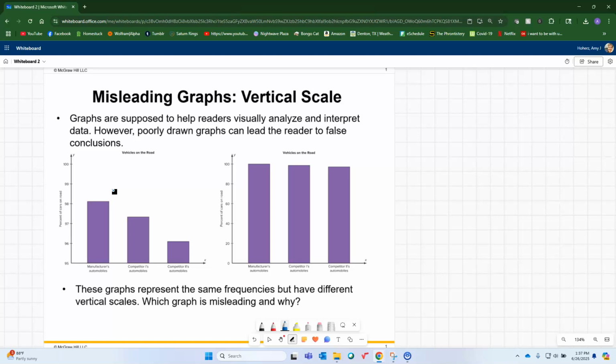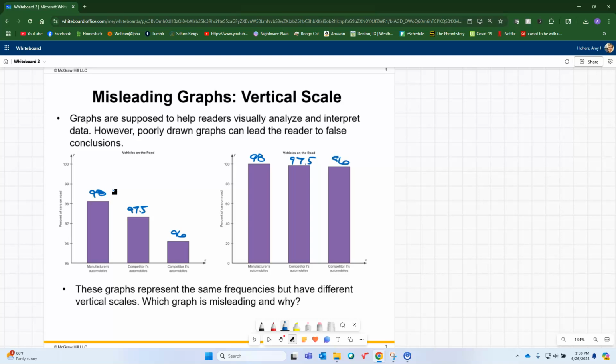So we have this one a little bit above 98. This one's at about 97.5. We'll just write this down. So this is about 98. This one is about 97.5. This one looks like it's at about 96. So they're really not that much apart from each other. But this one, because they made the scale go from 0 to 100, shows that these are pretty close to each other. So the question is, which of these graphs is misleading?